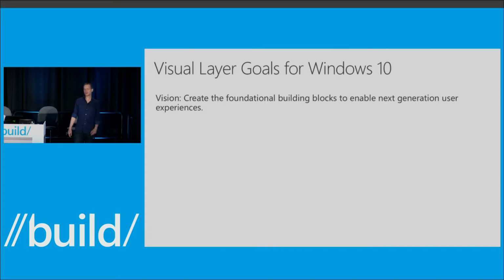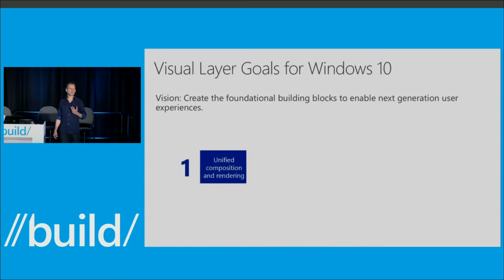So what were some of the goals that we started out with for Windows? Well, the real guiding light, and the thing that is going to take us multiple releases, but we're really aiming for in the composition team, is to enable the foundational building blocks for next-generation experiences, truly next-generation experiences. And there's really 3 key things we focused on for this release, for Windows 10.